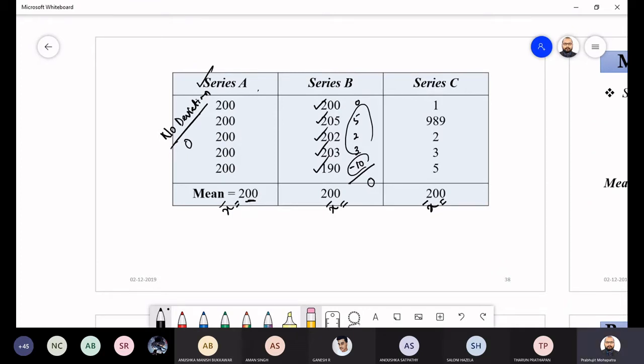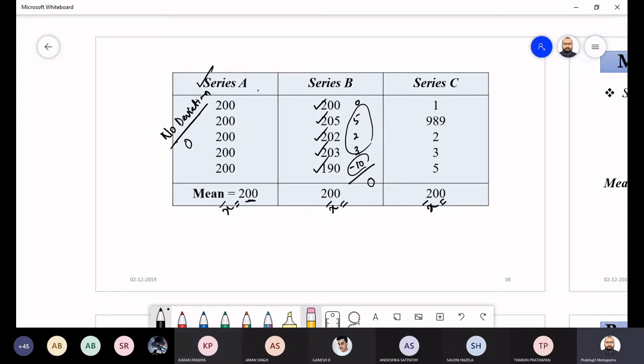Are you understanding what I'm saying? See, this minus and this plus: if you add everything, it will give 0. But do we have 0 deviation? No. Actually there is so much deviation. So how to deal with that? Modulus. You can take the modulus, what you are saying is correct.